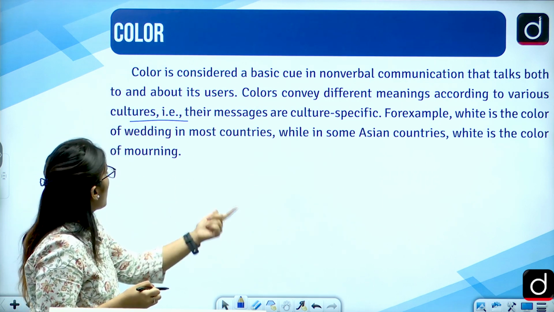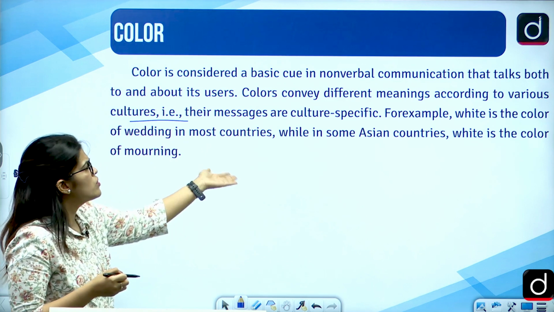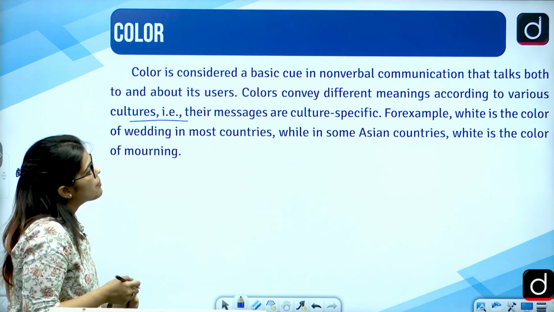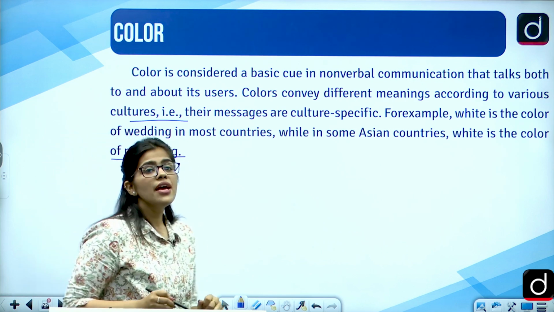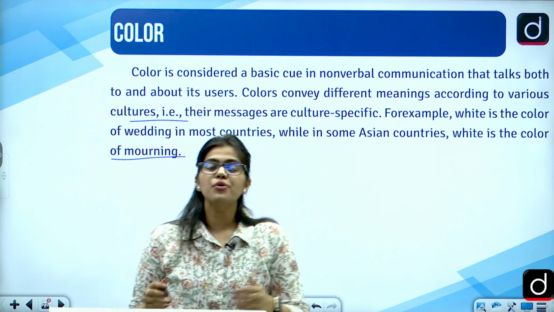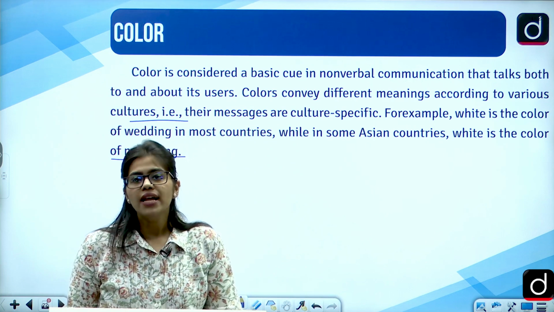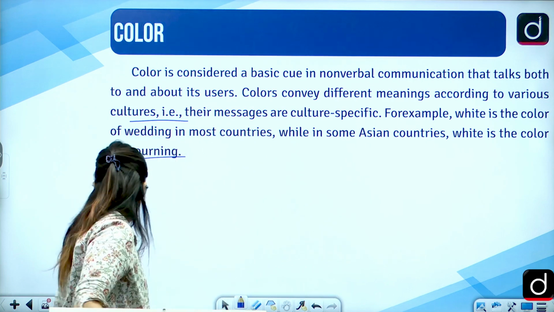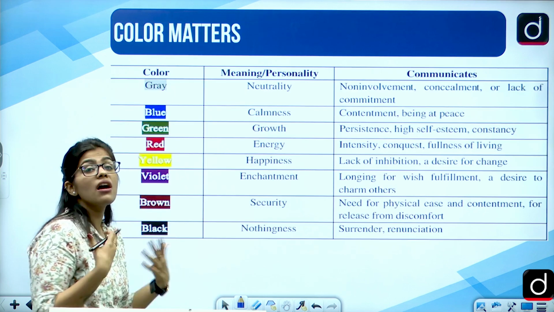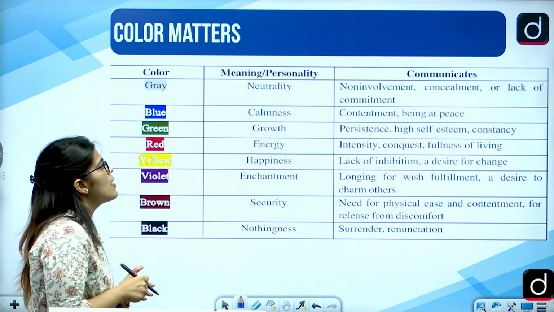For example, white is the color of wedding in most of the countries, while in some Asian countries, white is the color for mourning. So in our country, white is not worn when you are going for a wedding, while in other countries it may be acceptable, right? So this shows how much a color can tell about the given communication.